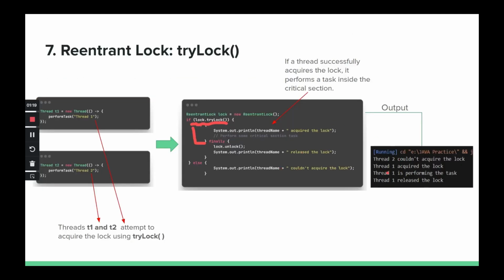On running this is what we get. Initially thread 2 was not able to acquire it because thread 1 had acquired it. When thread 1 released, thread 2 was able to acquire it.